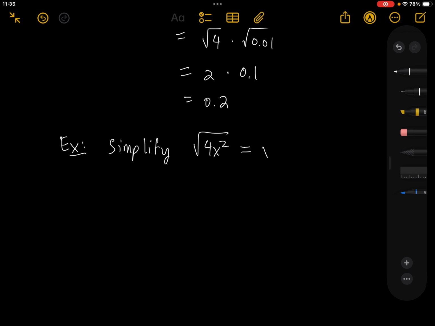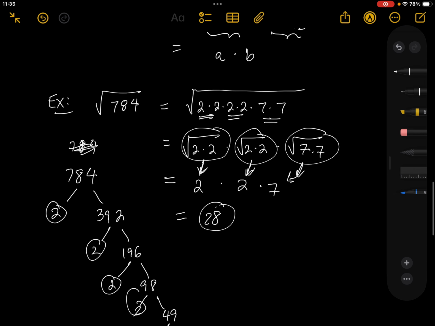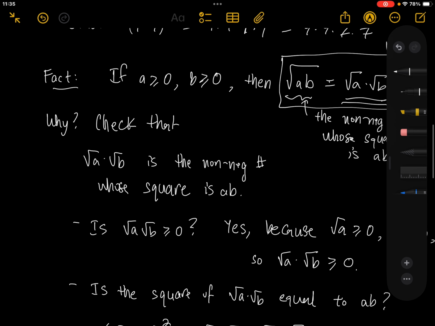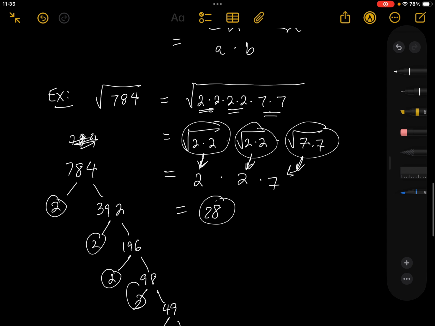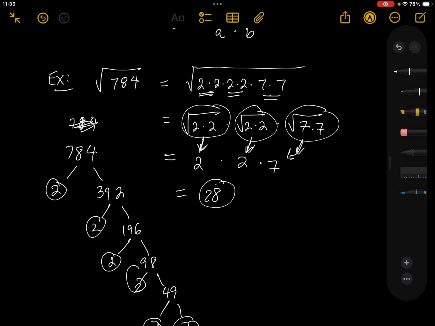Anyway, we can write this as the square root of 4 times the square root of x squared. Maybe I should have explained this a little bit: when you have the square root of a product, like the square root of AB, in order for this to make sense, you need A to be greater than or equal to 0 and B to be greater than or equal to 0. Otherwise, the right-hand side, the square root of A times the square root of B, is going to have the square root of a negative number. And that gets into complex numbers, and it gets a bit tricky there.